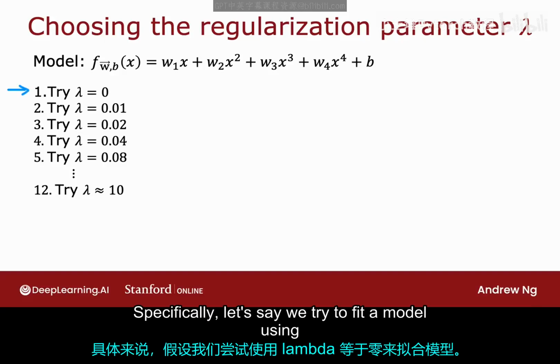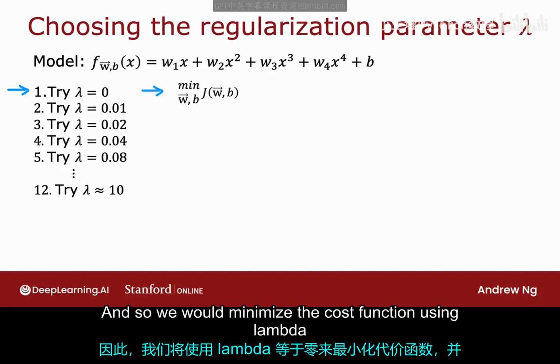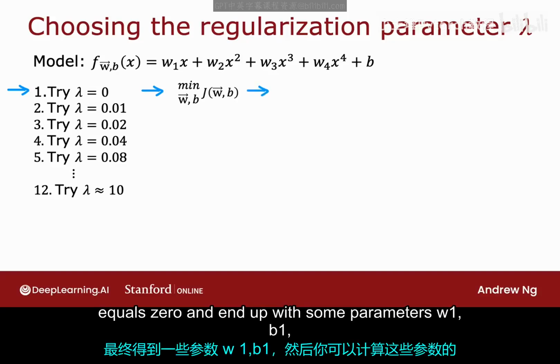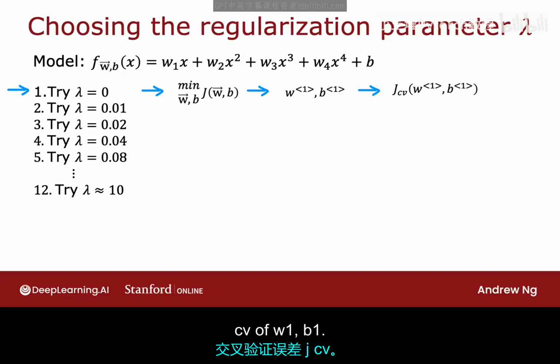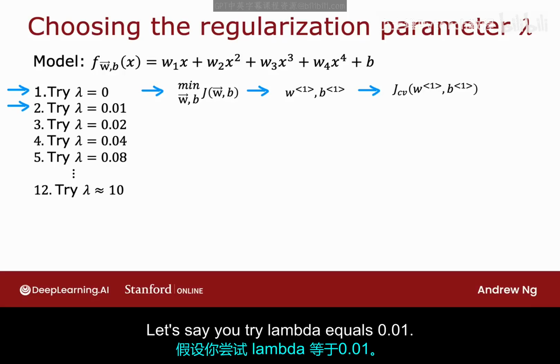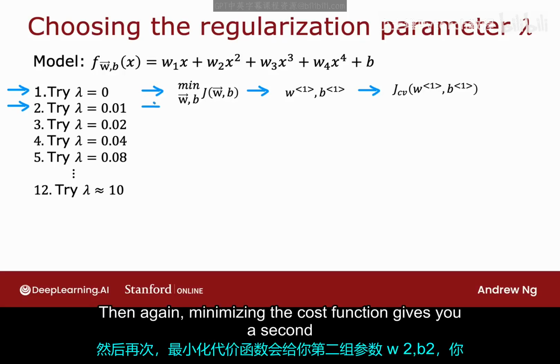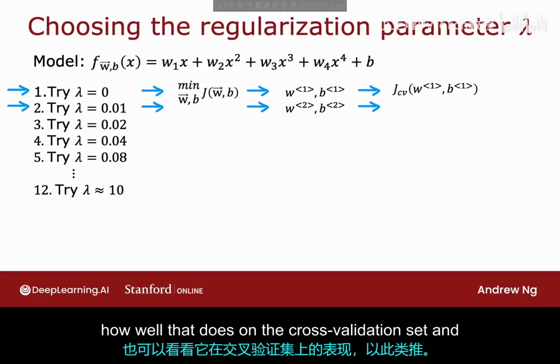Specifically, let's say we try to fit a model using lambda equals 0, and so we would minimize the cost function using lambda equals 0 and end up with some parameters W1, B1, and you can then compute the cross-validation error, JCV of W1, B1. And now let's try a different value of lambda. Let's say you try lambda equals 0.01. Then again, minimizing the cost function gives you a second set of parameters, W2, B2. And you can also see how well that does on the cross-validation set, and so on.